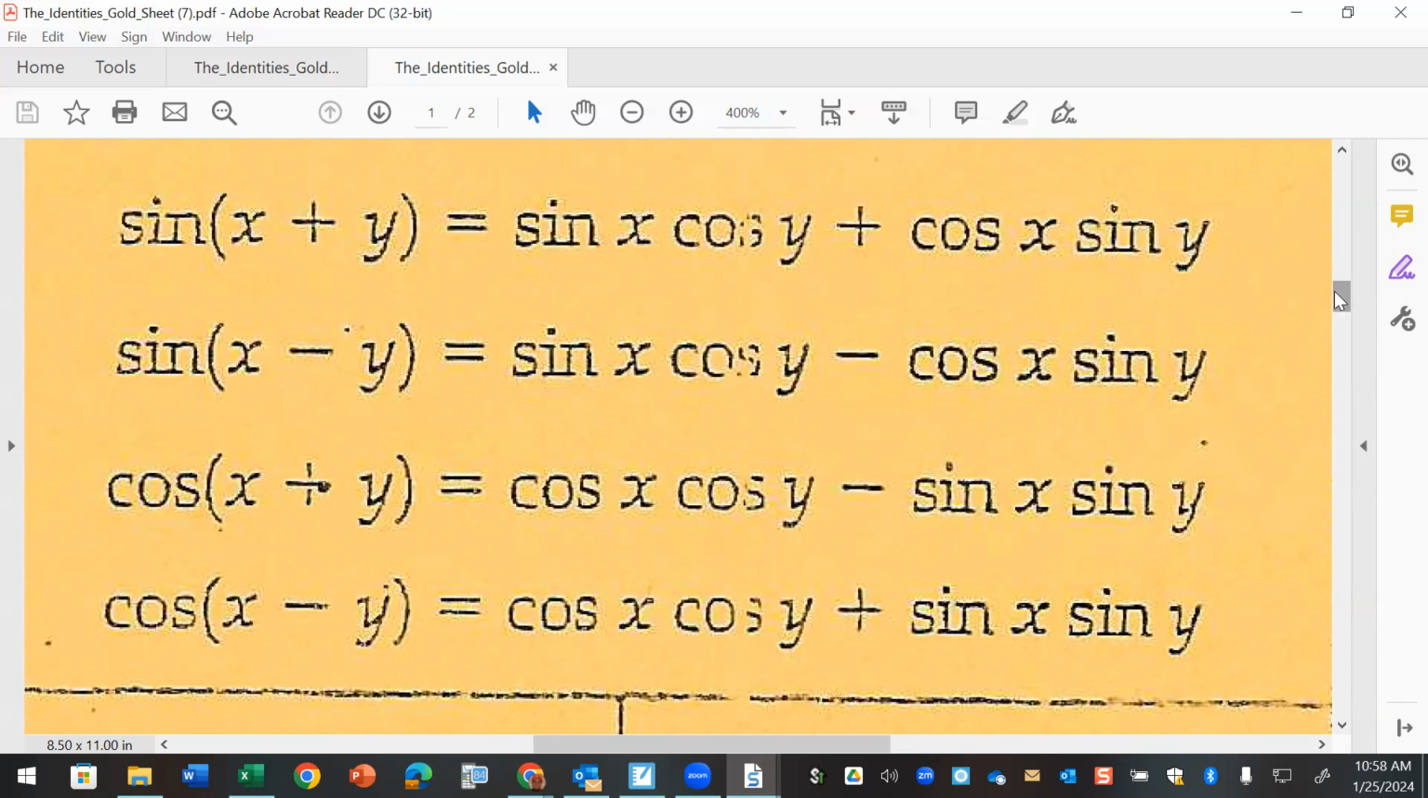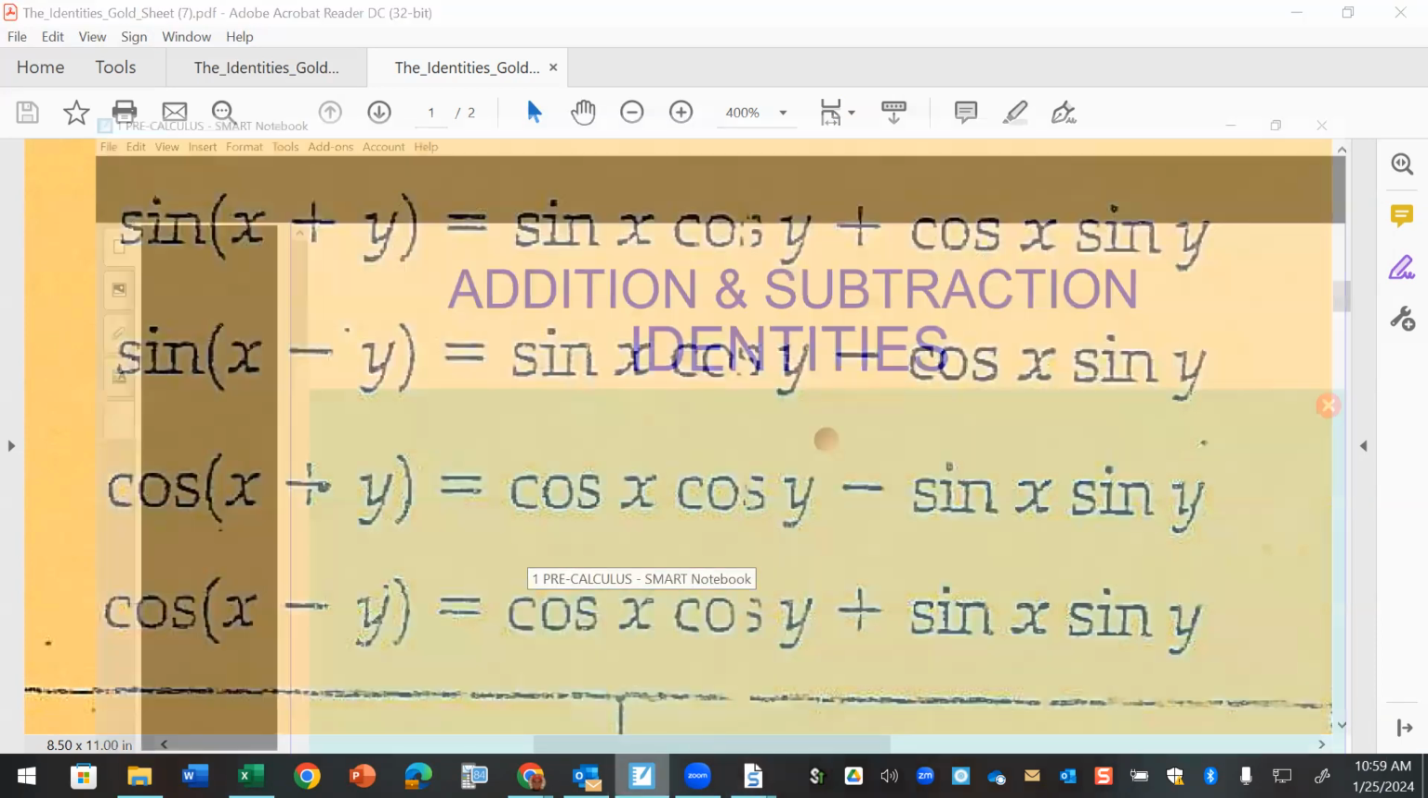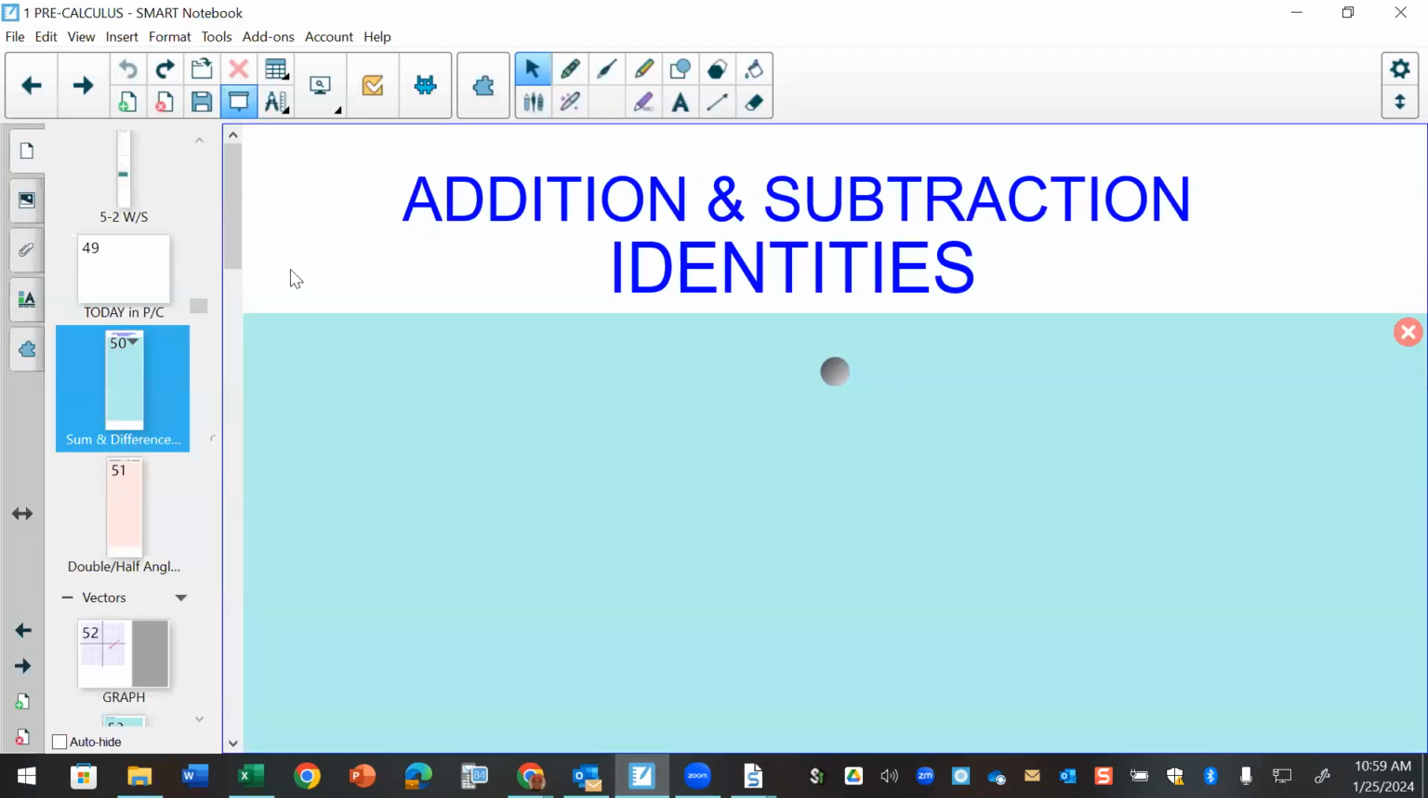You don't have to memorize it, but at least now that'll stick in your head. All right. Tangent, he didn't say anything for tangent. But anyway, keep these handy. We've got time for one problem. Okay, write this down: addition and subtraction identities.